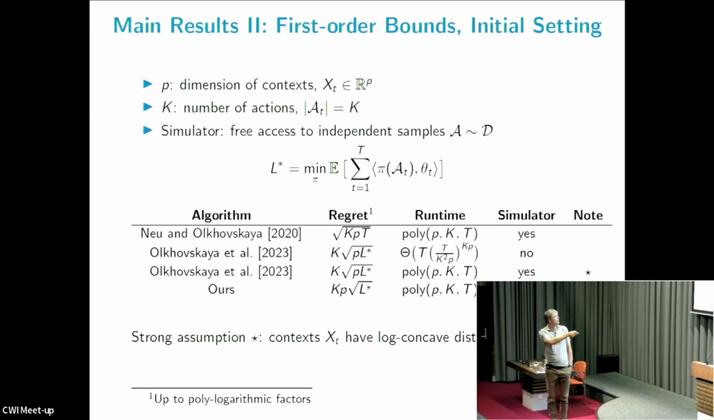So instead, what we have in the literature is K outside with an inefficient algorithm that doesn't need the simulator, or K outside with a polynomial time algorithm that does need the simulator. But the second algorithm, even though it's much more efficient, needs to make a strong assumption about the distribution of the context. They need to follow a log concave distribution, like a Gaussian or something, maybe truncated Gaussian.